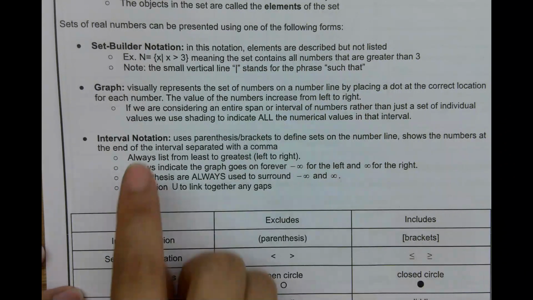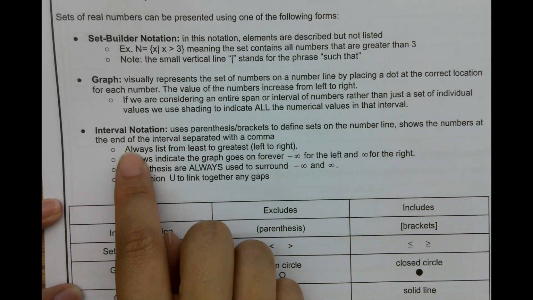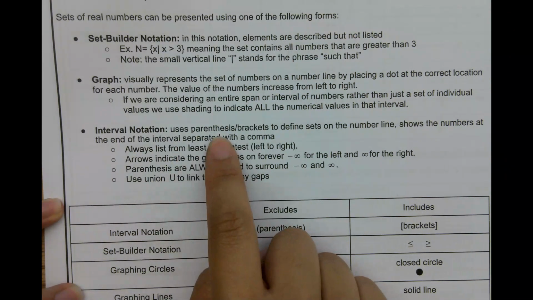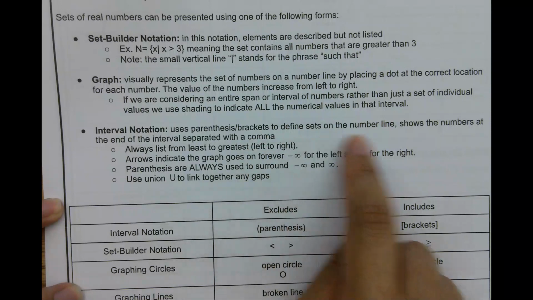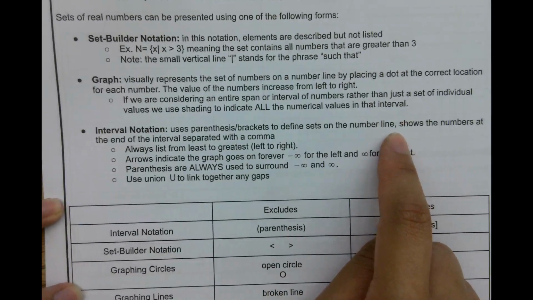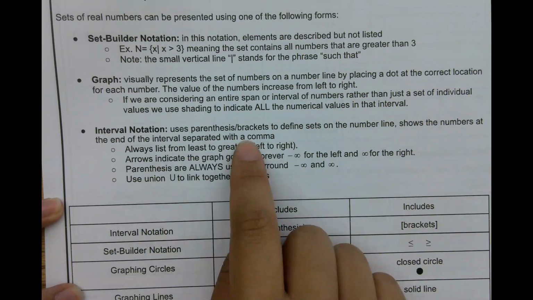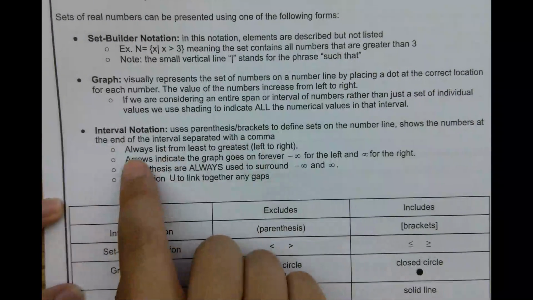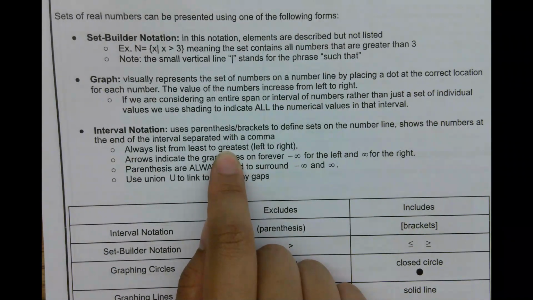And then the new thing for us is actually interval notation. Like I said, we saw this before. And interval notation is when we use parentheses or brackets to define sets on the number line, okay? And what we do is we show the number at the end of the interval separated with a comma, okay? We always go from least to greatest. So we list the smaller number first and then the bigger number, okay?